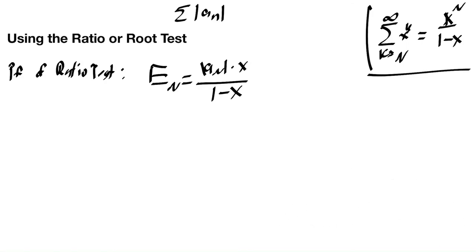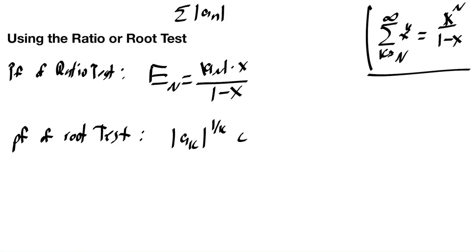Okay, the root test is going to be something pretty similar. So the root test, if you remember the proof of the root test, all we did was we picked it large enough so that a sub k to the 1 over k was less than x, which is less than 1. And then we raised everything to the k powers. That meant a to the k was less than x to the k.